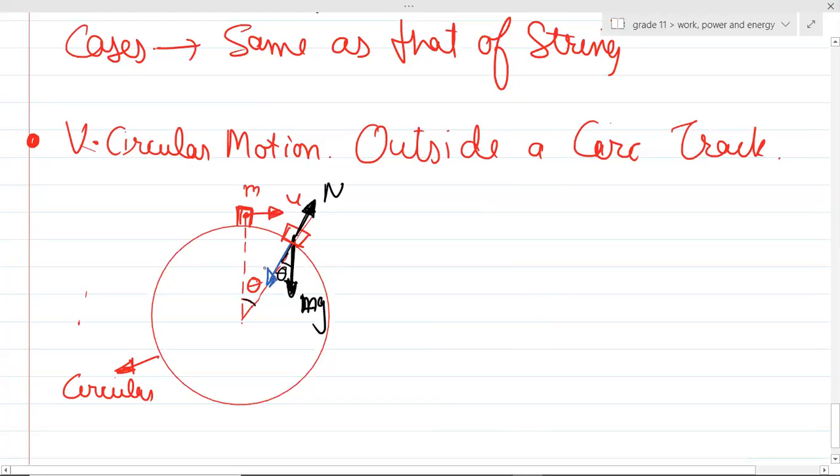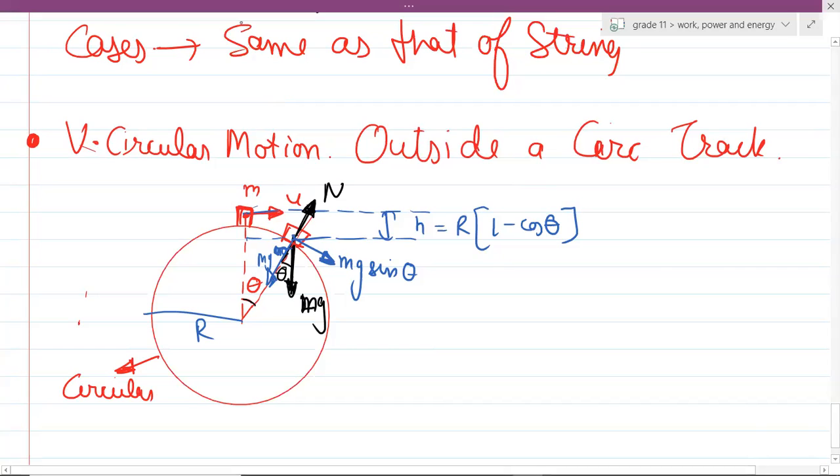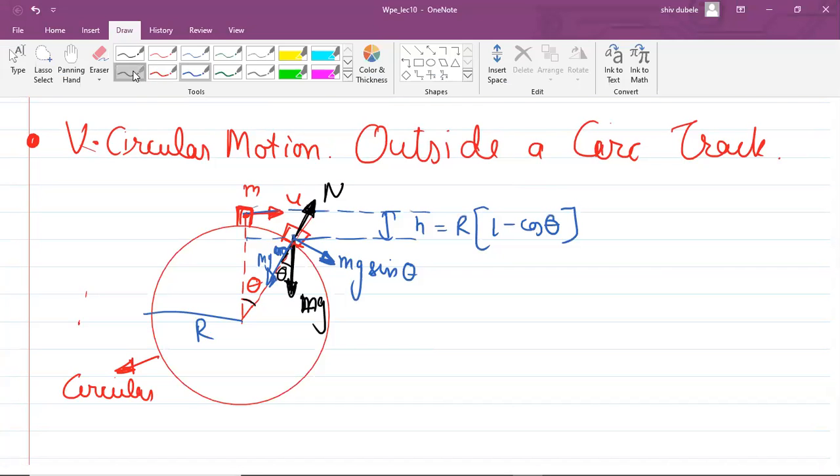Here mg can be resolved into two components, mg cos theta and mg sin theta. So can you see over here, when the object is trying to come down, at every instant this sin theta is trying to accelerate it, yes or no? What will be this height again? If this is theta, this is r cos theta. If r is the radius of the circular track, then this height will be r into 1 minus cos theta.